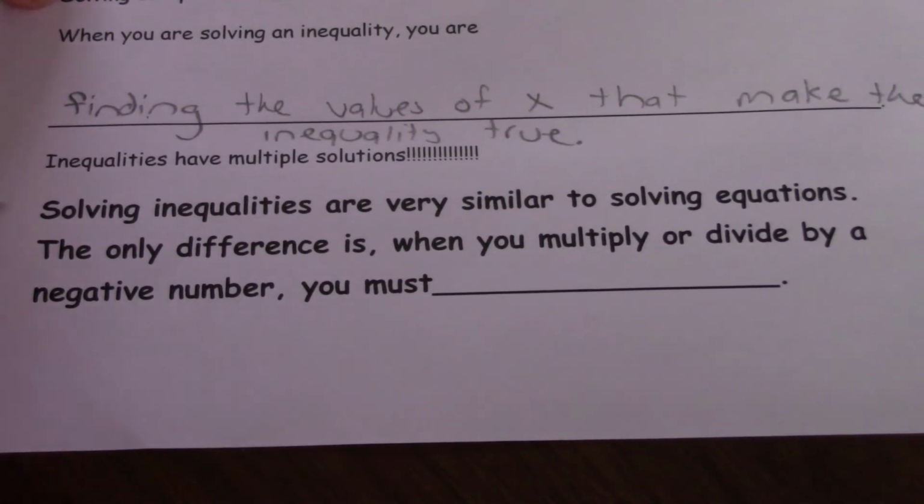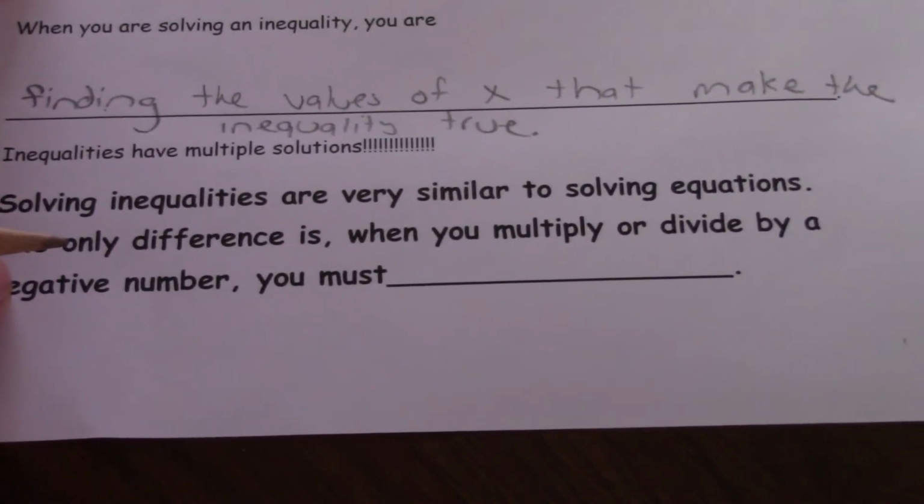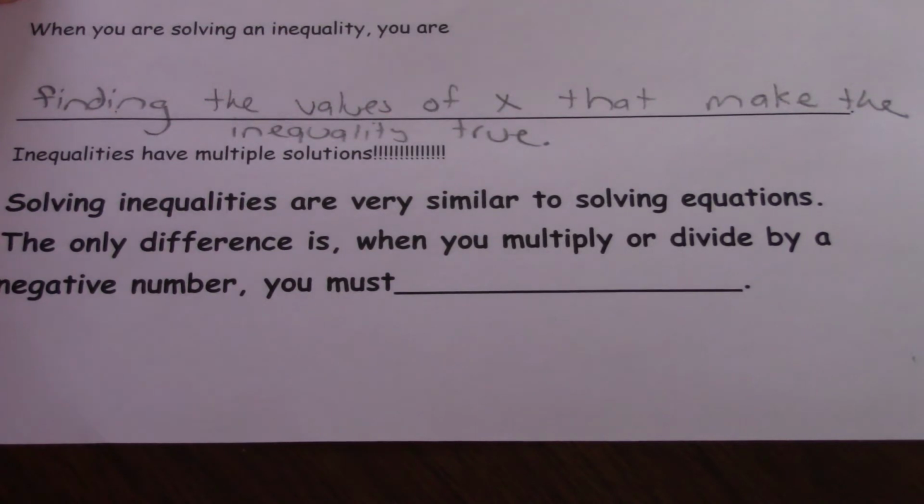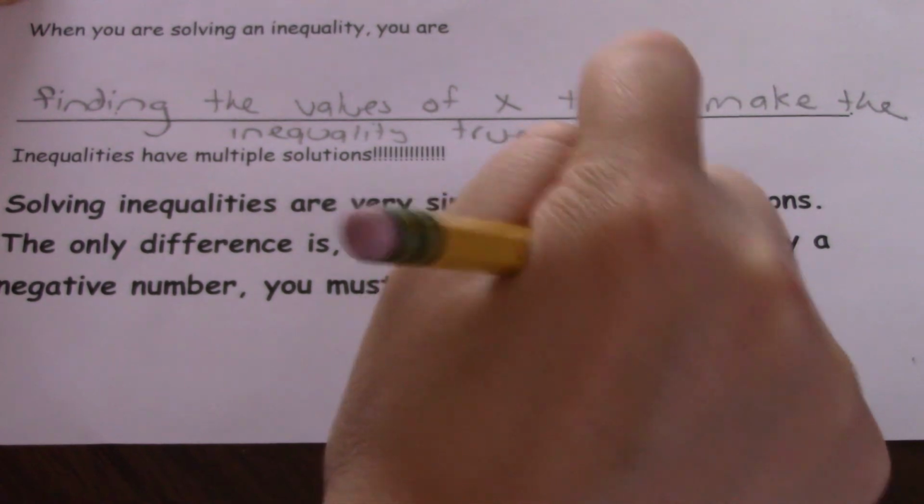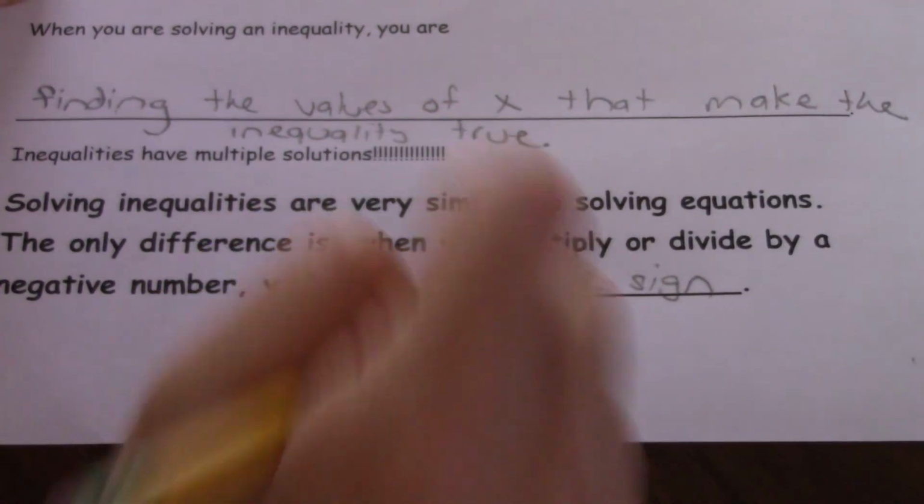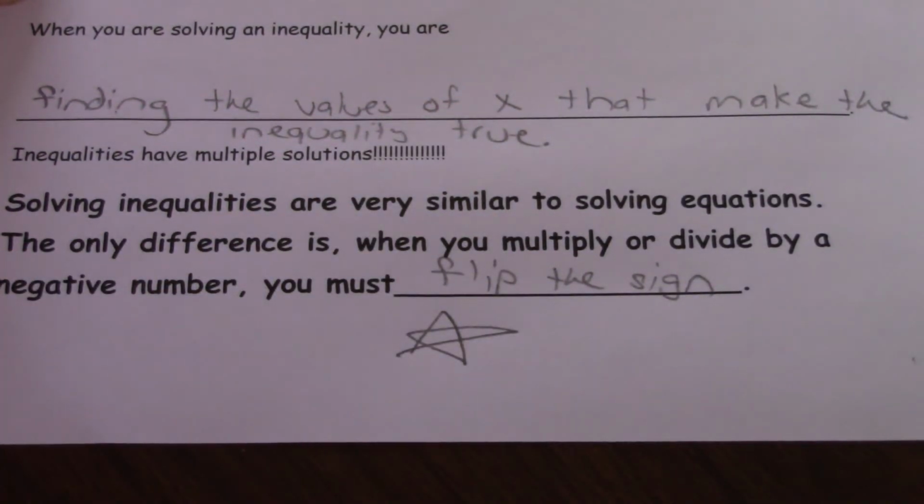So let's go down here. Solving inequalities is very similar to solving equations. The only difference is when you multiply or divide by a negative number, you must flip the sign. Okay, after you write it down, put a star by that. So whenever you're dividing or multiplying by a negative number, you have to flip the sign.